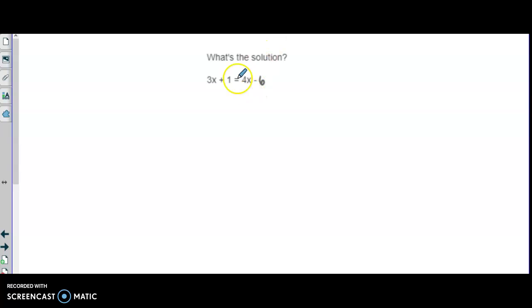All right, what's the solution here? We're going to draw our line and box off our letter. I have letters on each side, so I need to get them to the same side. It does not matter which one you get rid of. I tend to get rid of the smallest one, so I'm going to get rid of 3x from each side. But if you get rid of 4x, it'll work out just fine.